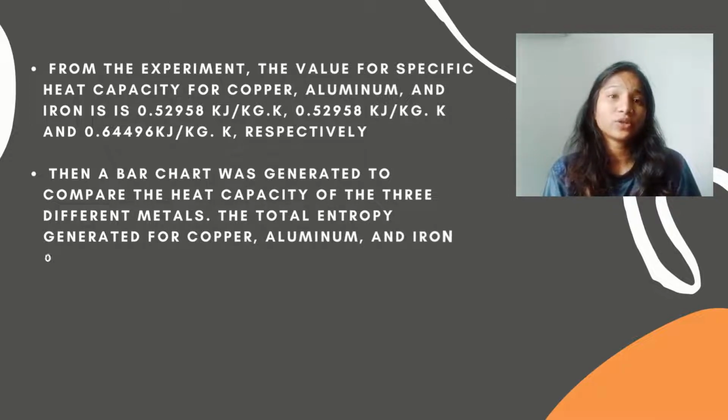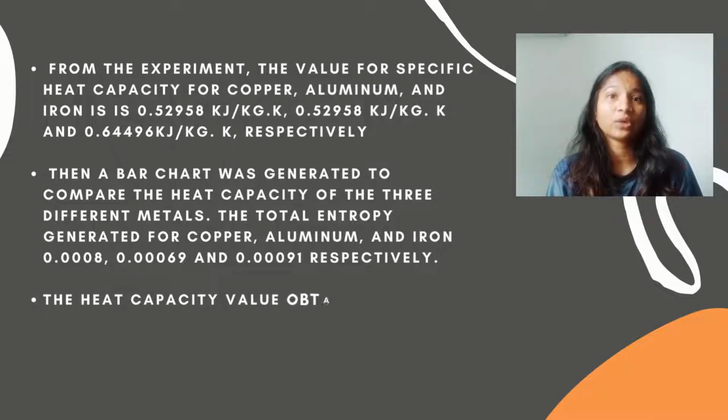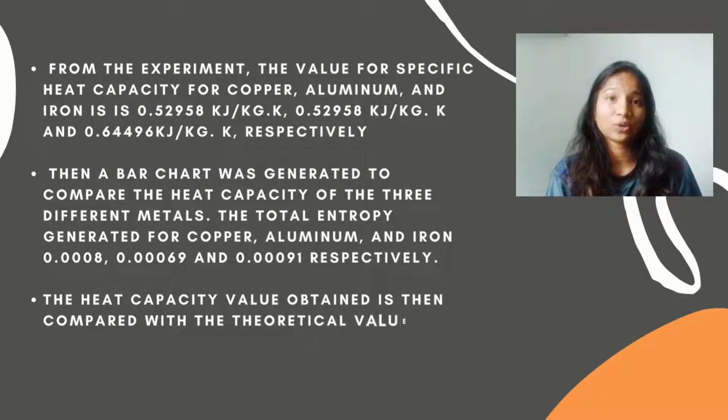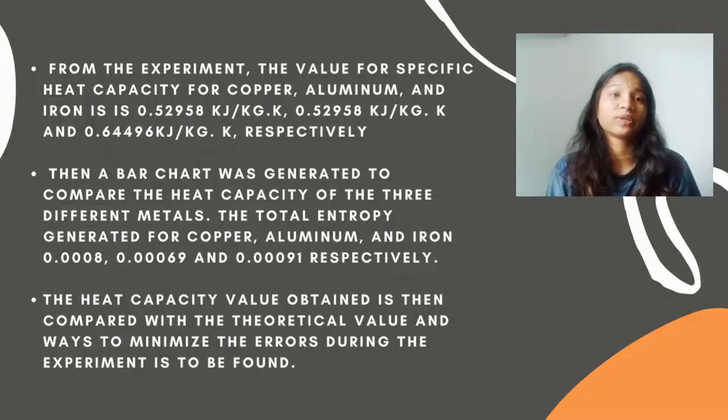The total entropy generated for copper, aluminium and iron is 0.0008 kJ per Kelvin, 0.00069 kJ per Kelvin and 0.00091 kJ per Kelvin respectively. The heat capacity value obtained is then compared with the theoretical value, and ways to minimize the errors during the experiment are to be found.